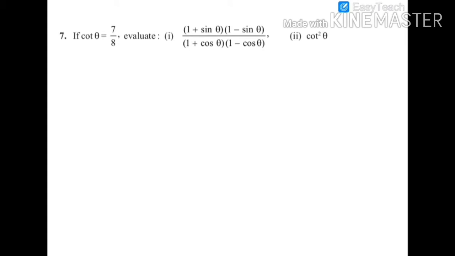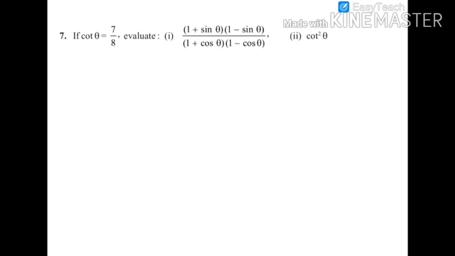Question number 7. If cot theta is equal to 7 upon 8, then evaluate the given expressions. So now the format of question has slightly changed. In previous questions we found the other ratios when one of the ratios was given. But here we are given an expression in trigonometric ratio and we have to find its value using the given ratio.